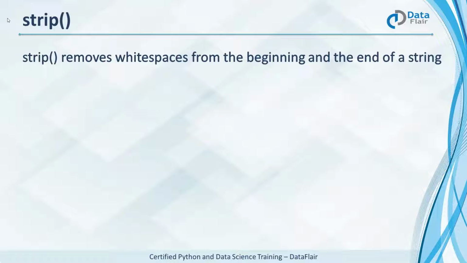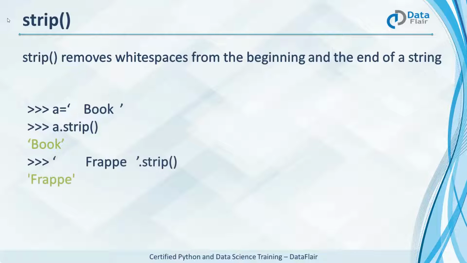If a string has white space at the beginning or at the end, or both, strip helps remove it. A is this string. Strip helps remove this white space. It works even for uneven amounts of white space.